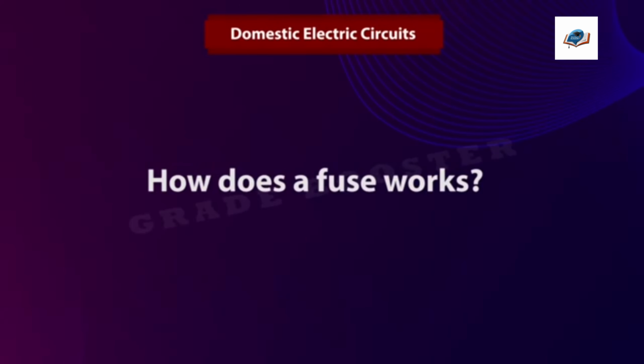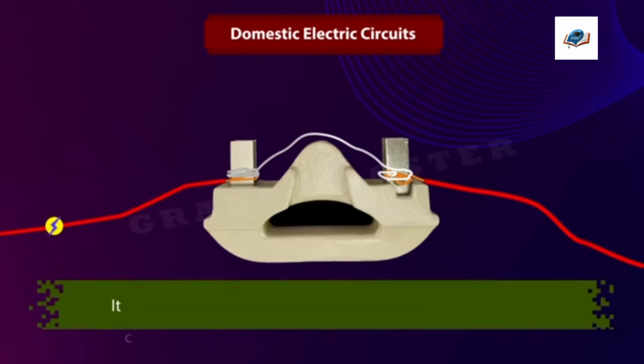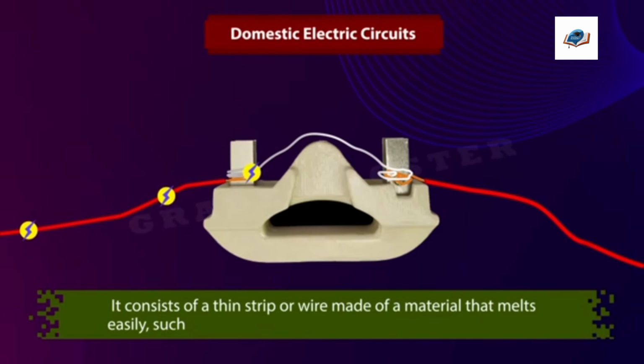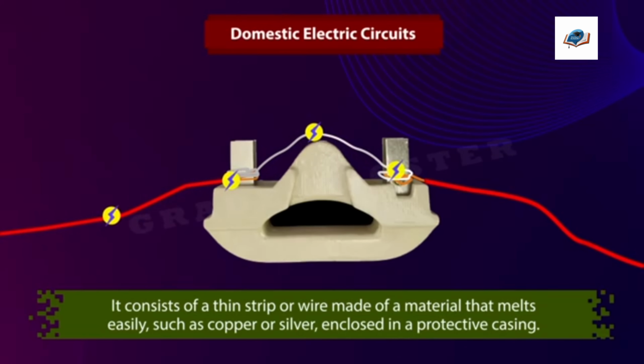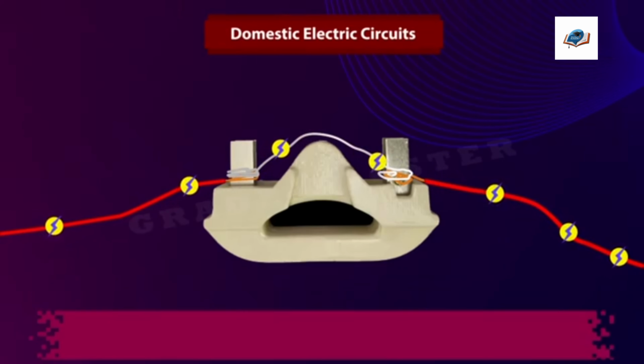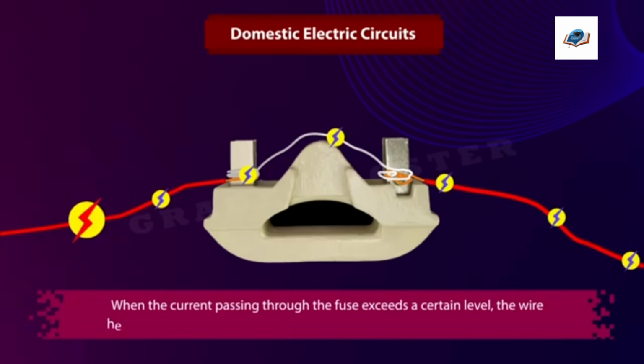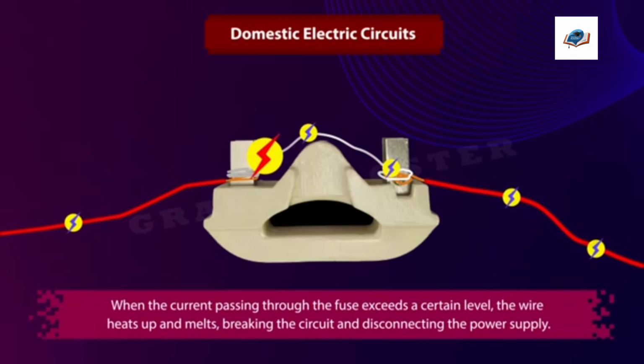Now let us see how a fuse works. A fuse consists of a thin strip or wire made of a material that melts easily, such as copper or silver, and it is enclosed in a protective casing. When the current passing through the fuse exceeds a certain level, the wire heats up and melts, then it breaks the circuit and disconnects the power supply.